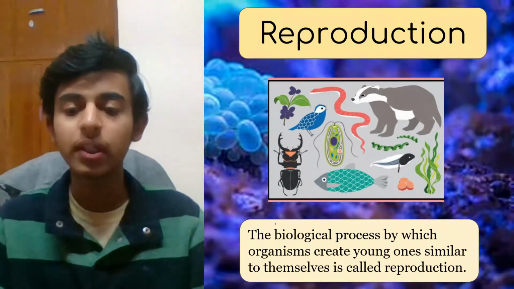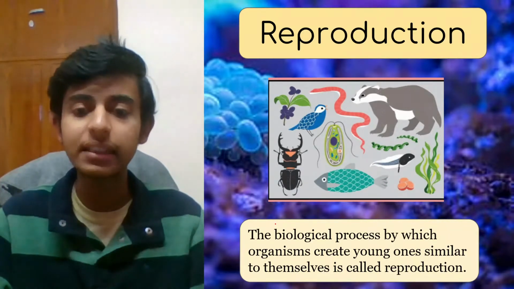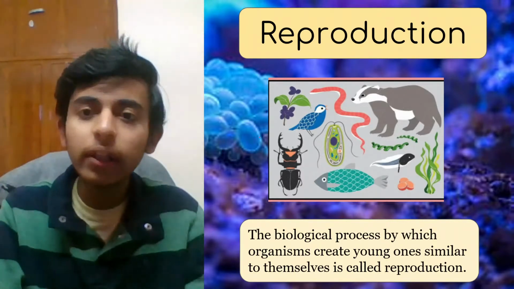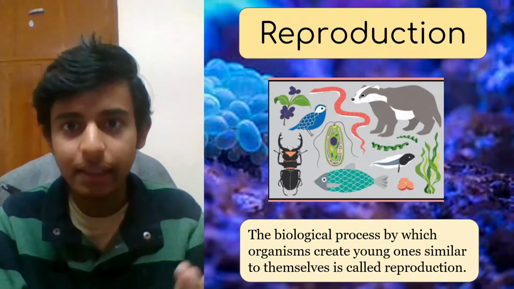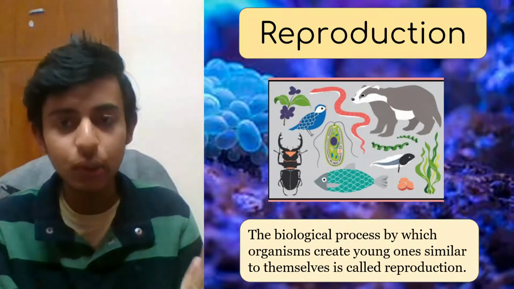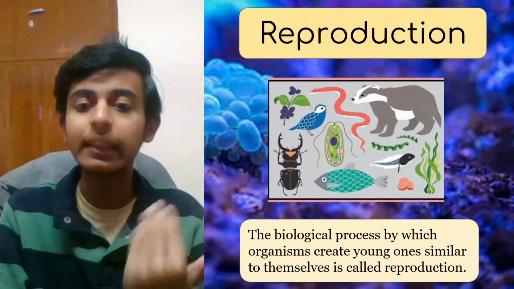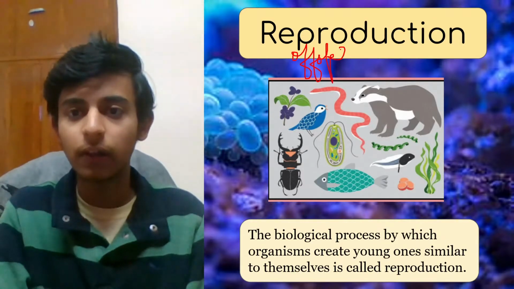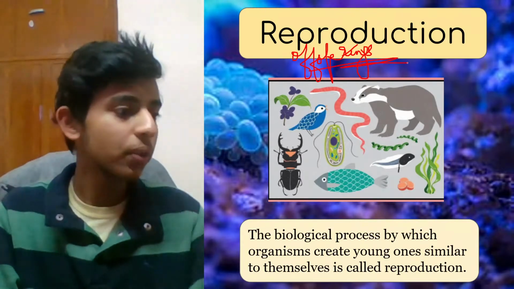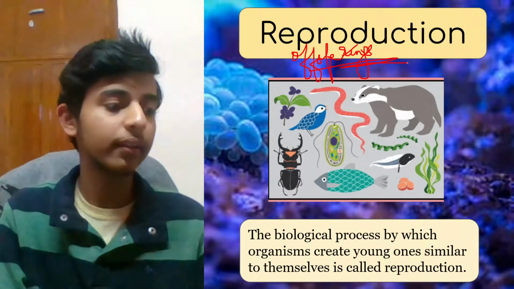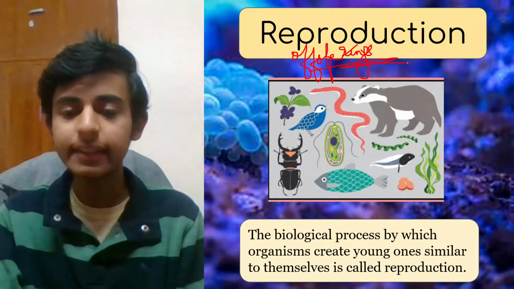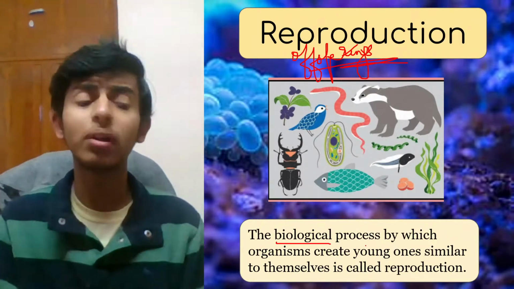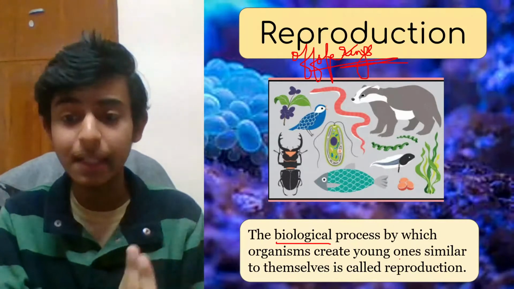So what exactly is reproduction? It is the biological process by which organisms create young ones similar to themselves. Basically, it's a process in which organisms create new individuals which look similar to the parents, and these new individuals are termed offsprings. Remember that. So parents give rise to the offsprings. It is a biological process, number one, because we are reading biology, right?